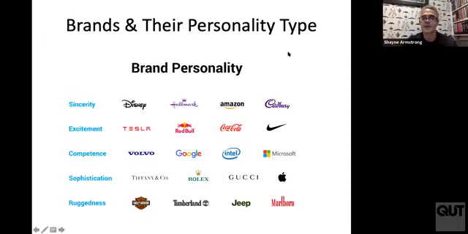All right, so here's an example of several other brands. Sincerity: Disney falls into that category, Hallmark, Amazon, Cadbury, wholesome. Excitement: Tesla, Red Bull, Coke, Nike. Competence: Volvo, Google, Intel, Microsoft. Sophistication: Tiffany & Co, Rolex, Gucci, fashion brands, of course. Some of these are arguable. You could probably, depending on the campaign, slip Apple into excitement.